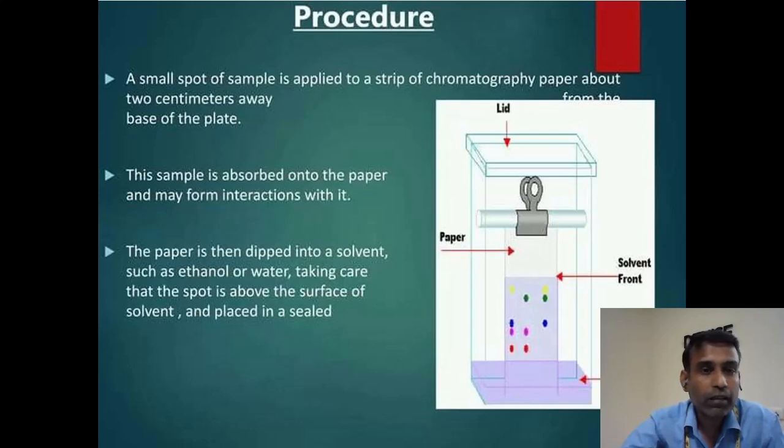The sample is absorbed onto the paper, and it will interact with the solvent present in the beaker. The paper is then dipped into a solvent such as ethanol, mostly organic plus aqueous components present in the solvent medium.